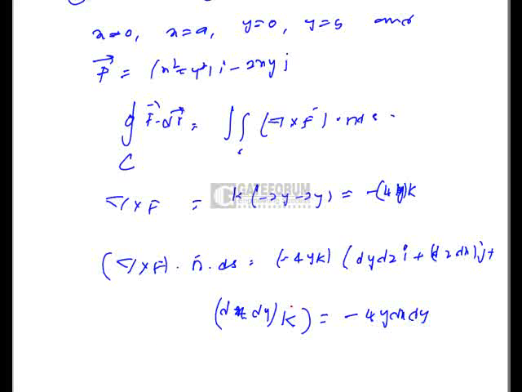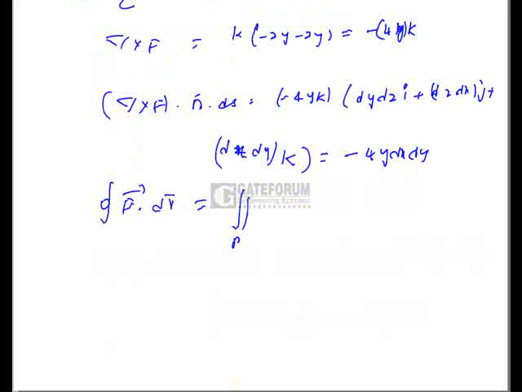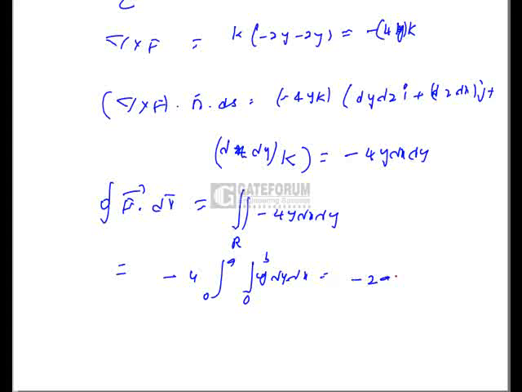Now let us find this integral. Integral f dot dr is nothing but over the region minus 4y dx dy, and we know the regions here: 0 to a if it is x and 0 to b if it is y. If I simplify, it will be minus 2ab square, which is nothing but option D.